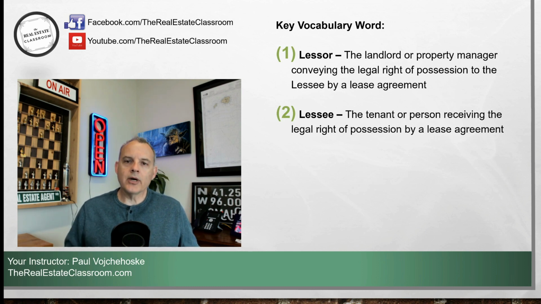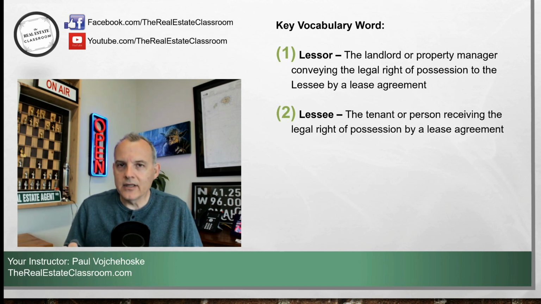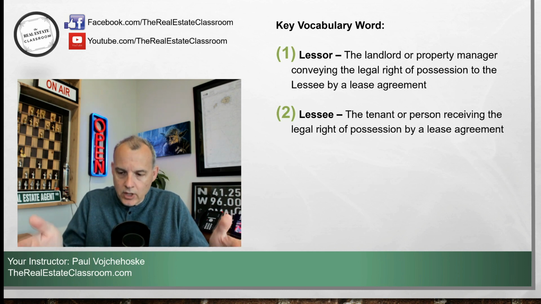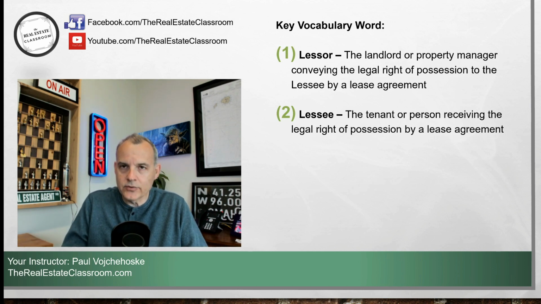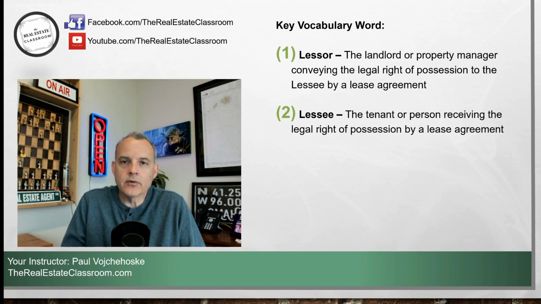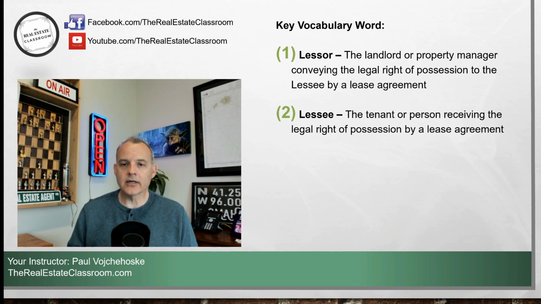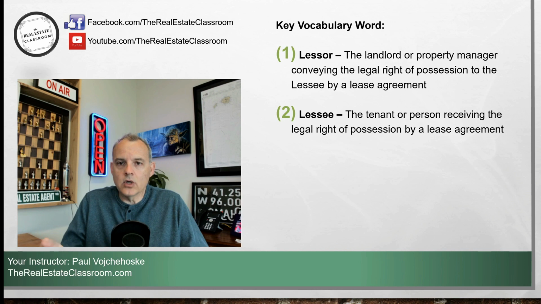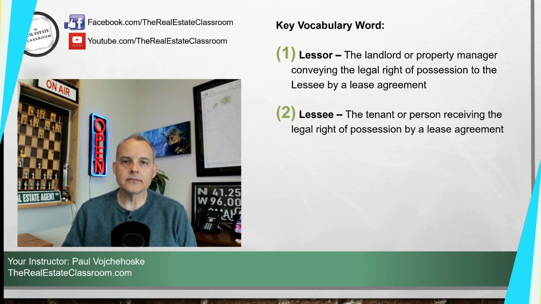So the landlord or property manager is conveying the legal right of possession, not ownership, but the legal right of possession, which are two separate, distinct interests in real property. So the landlord's conveying the legal right of possession to the lessee, and that's done by a lease agreement or a lease contract. The person receiving the legal right of possession is the lessee. Lessor, lessee, landlord and tenant.